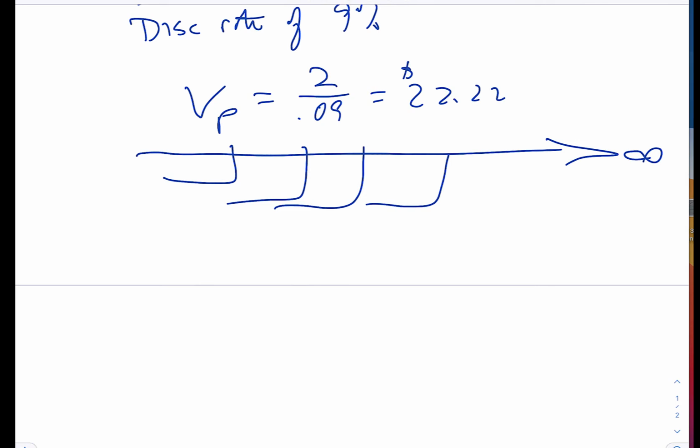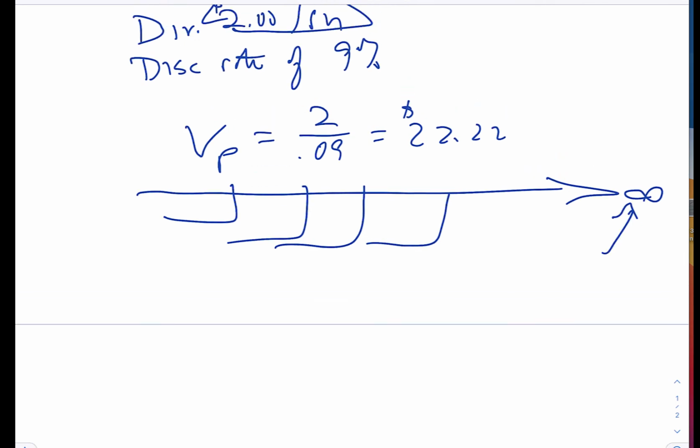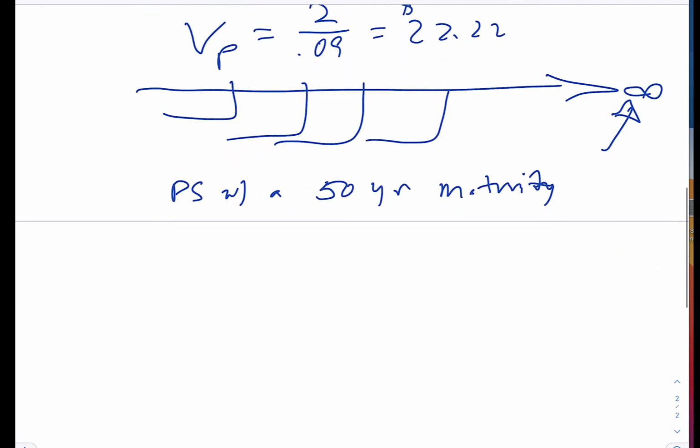It would be interesting to compare this preferred stock that goes out to infinity to, say, preferred stock with a 50-year maturity. There is some preferred stock that has maturities, and the most common maturity period is 50 years. The duration of these bonds is 50 years. So how would you value a preferred stock with a 50-year maturity? Well, let's take the same example.